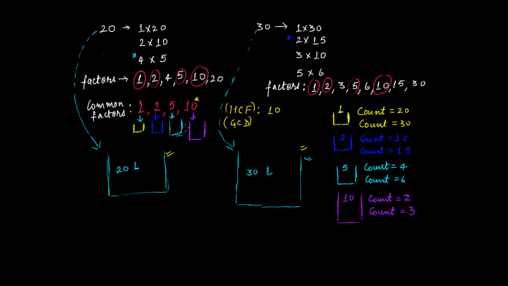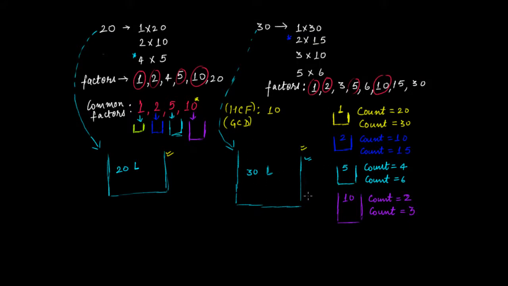And why is it so? It is so because these beakers were actually the common factors, and a common factor has the property that it will divide these numbers completely, right? That's why they are the common factors. All the factors are those numbers which can divide the numbers completely. So 1 can divide 20 completely and 1 can divide 30 completely. So using these, you can count how many turns it will take for these beakers to fill them.